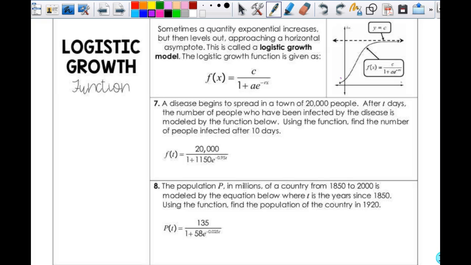All right, so the number of people infected is going to increase, but it can't increase exponentially to infinity because it can't surpass the number of people in the town. Does that make sense to you? That's why it has to level out. 20,000 is as high as it could possibly go. So that's where your logistic growth function comes in.